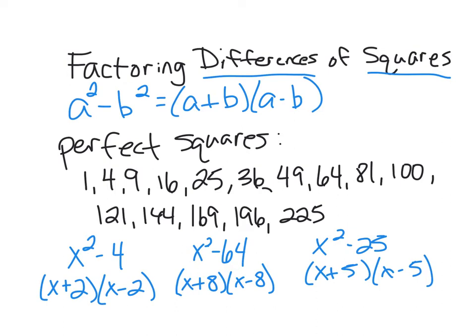Sometimes they're a little bit more complicated than that, where we have numbers in both places. So I have 9x squared minus 4. So notice this time I have a number at the beginning and a number at the end, 9 and 4, but hopefully you'll recognize those are both perfect squares. So I'm going to need the square root of the 9 and the square root of the 4. So this factors into 3x plus 2 times 3x minus 2. Because 3 times 3 is 9, 2 times 2 is 4.